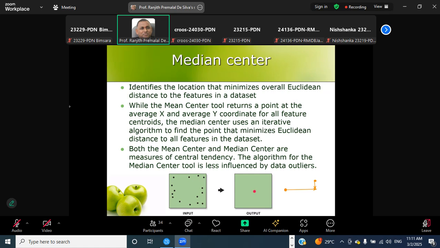But here, what we have now is the Euclidean distance. We don't take it like this; we take the Euclidean, aerial distance from here to there. So basically, you measure by the Pythagorean theorem rather than taking x and y separately. So the median center identifies the location that minimizes overall Euclidean distance to the features in a dataset.